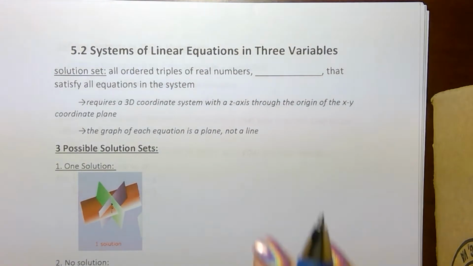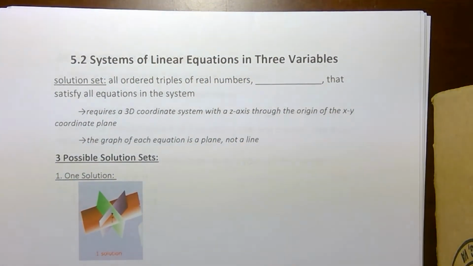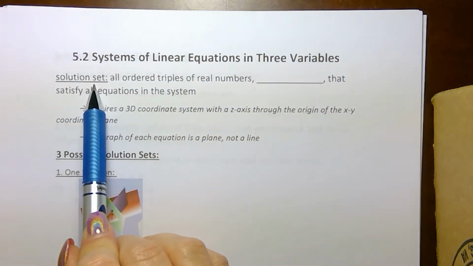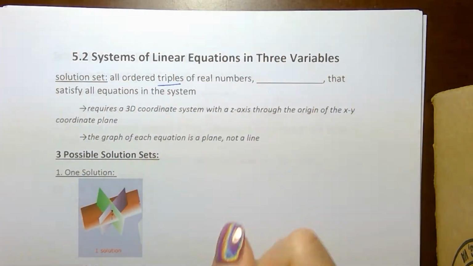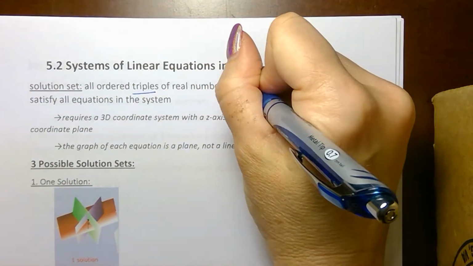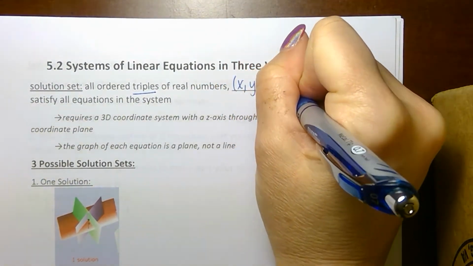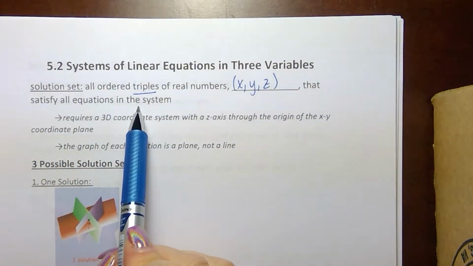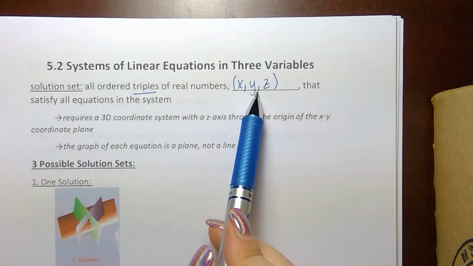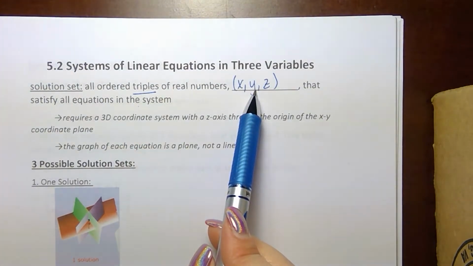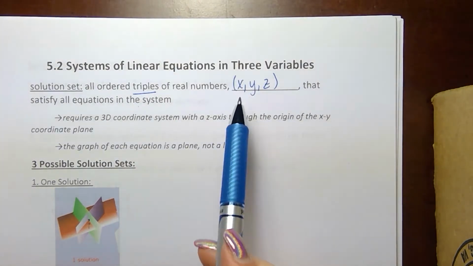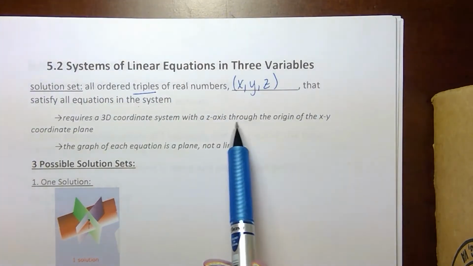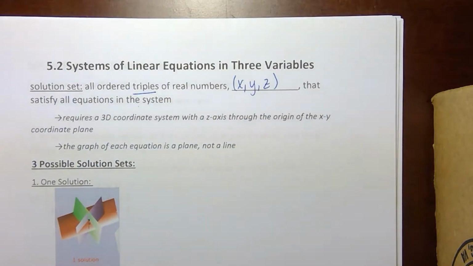Okay, when I'm looking at a system of linear equations in 3 variables, I mentioned this in 5.1. The solution set is going to be all the ordered triples of real numbers, and those ordered triples are going to look like x, y, z ordered triples that satisfy all equations in the system. Now, because instead of just x and y, I've added a z, I've added another axis into my graph. This is going to require a 3D coordinate system with a z-axis through the origin of the xy coordinate plane.